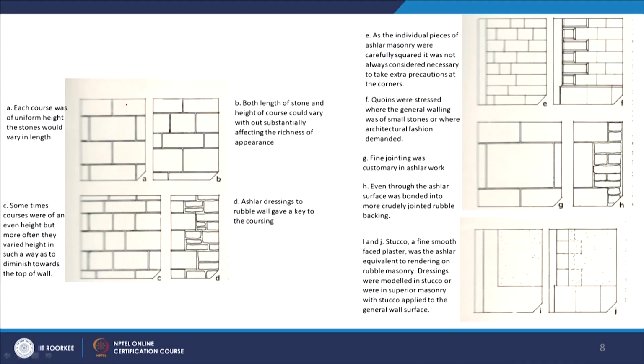Now coming to the ashlar masonry, which is not very common in vernacular architecture, because till now what we talked about is very rough textured, but this is a much more finished quality. But still, you need to understand the kind of techniques. Like you see here, each course was of uniform height, and the stones would vary in length. So you can see they vary in length. And in this case, both the length and height of stone could vary without substantially affecting the richness of appearance. So that is the second case.